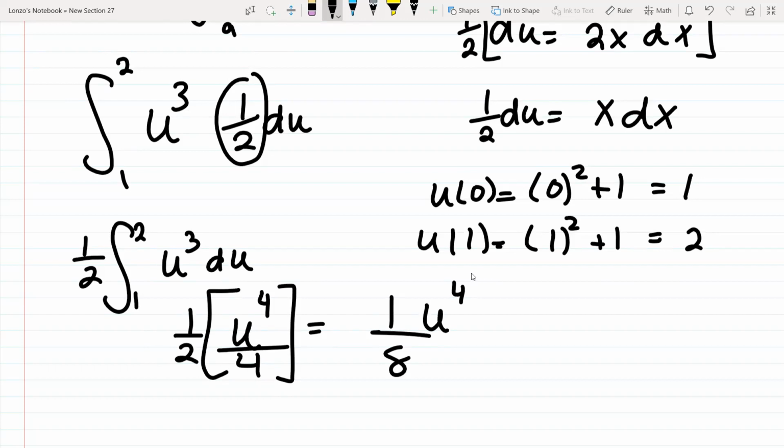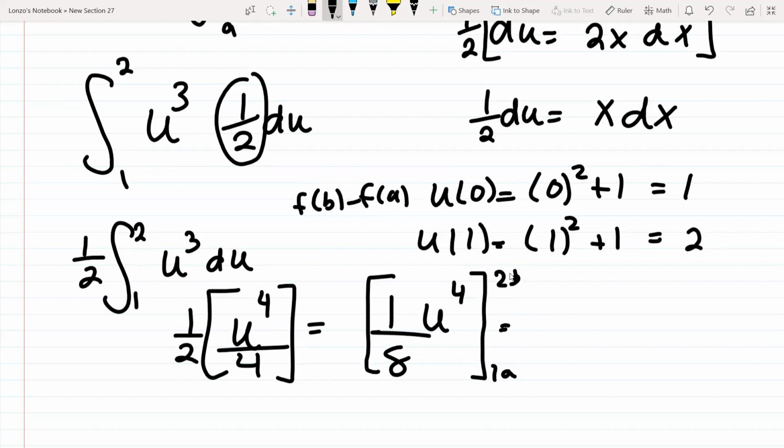Now, you don't have to replace u with x squared plus 1 and then do the fundamental theorem. You could just apply it. So what I'm going to do is apply the fundamental theorem because we have boundaries. So you do fundamental theorem is like f of b minus f of a. So this is like your a, this is like your b, right? So it's like you put the upper boundary first minus the lower boundary.